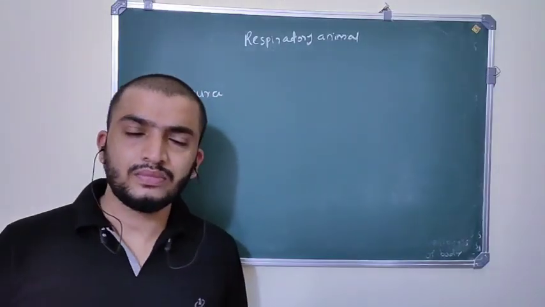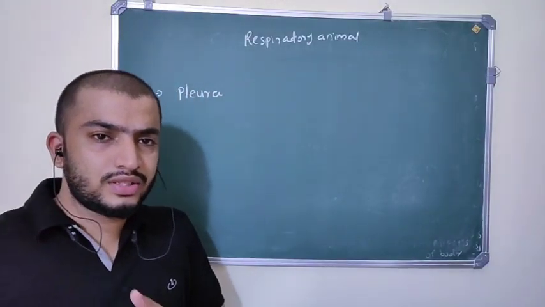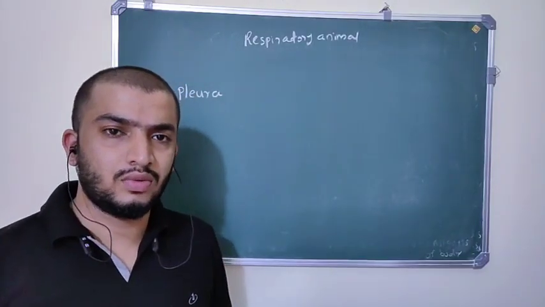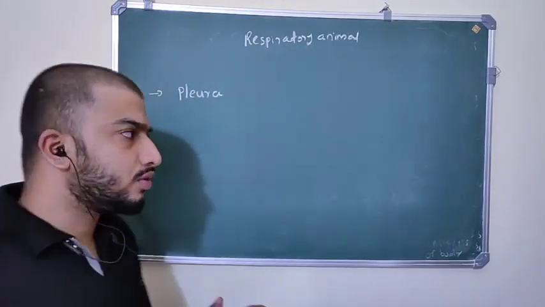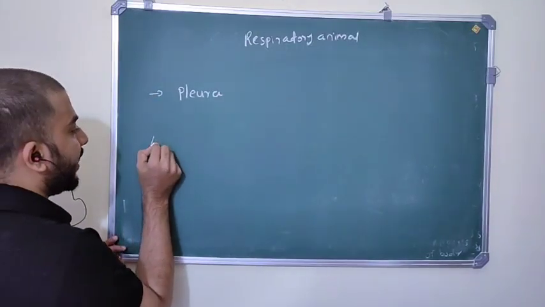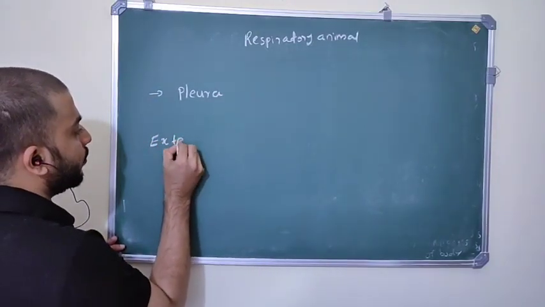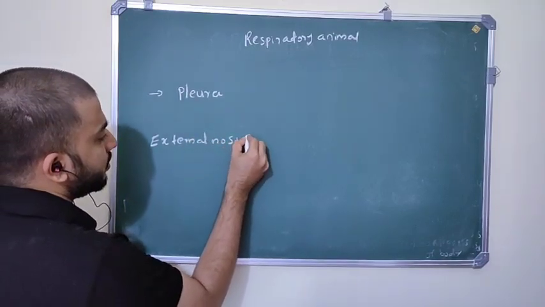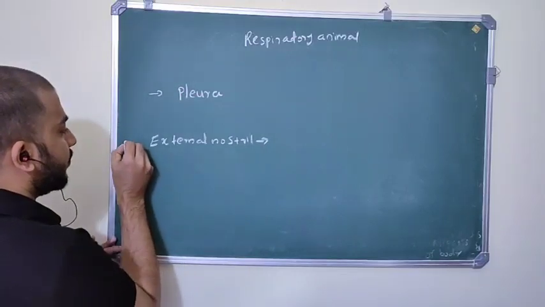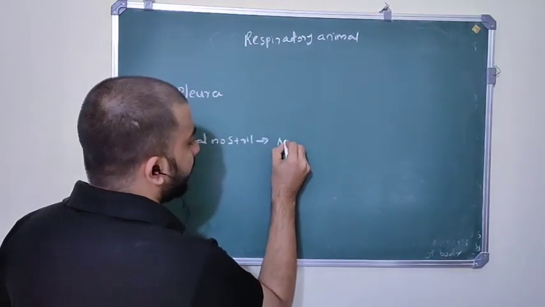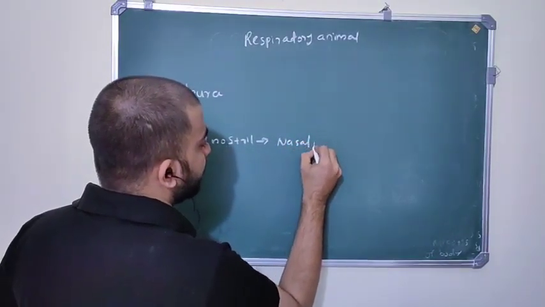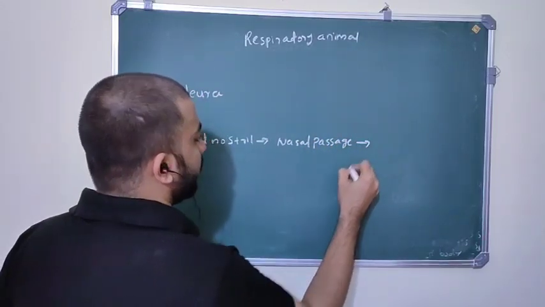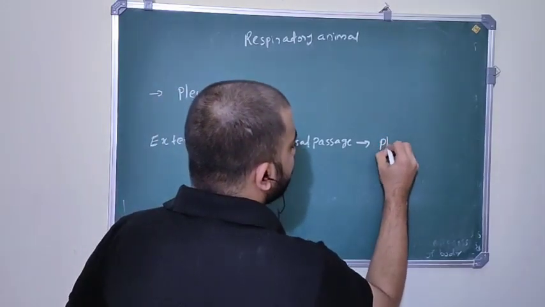Then, how does air from the atmosphere reach our lungs? What is the passage of air? First of all, air enters the rabbit's external nostrils. Then it enters the nasal passage. Then this air goes into the pharynx. So you know the pharynx.